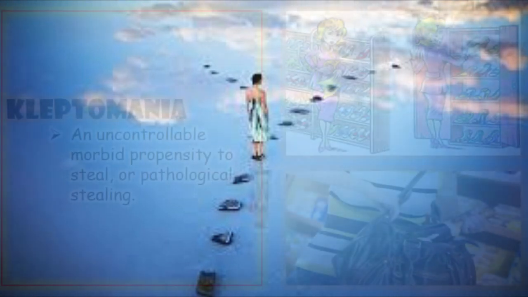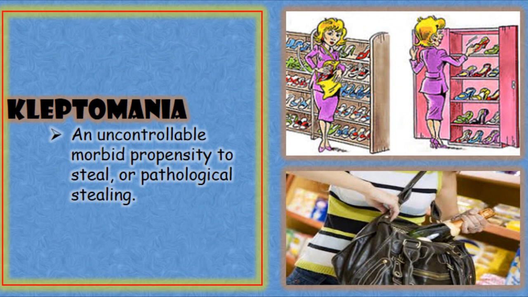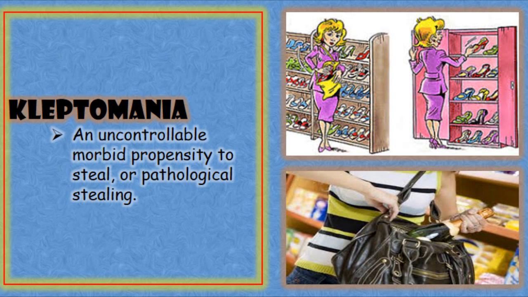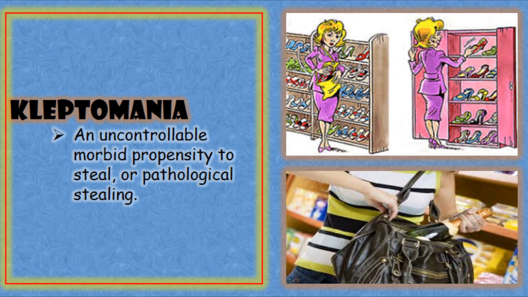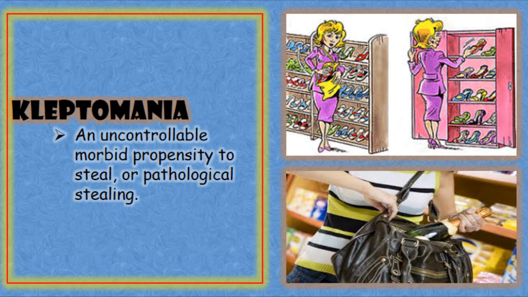Next, we have here the so-called kleptomania. So, what is kleptomania? Isa rin po ito na tinuturing natin na isang disorder. Behavioral disorder. Bakit? Sabi dito, it is an uncontrollable morbid propensity to steal or pathological stealing. So, yun. Hindi niya mapigilan yung sarili niya, yung kamay niya na magnakaw. Or kumuha ng mga gamit na hindi naman sa kanya. So, that is a disorder or what we so-called as kleptomania.